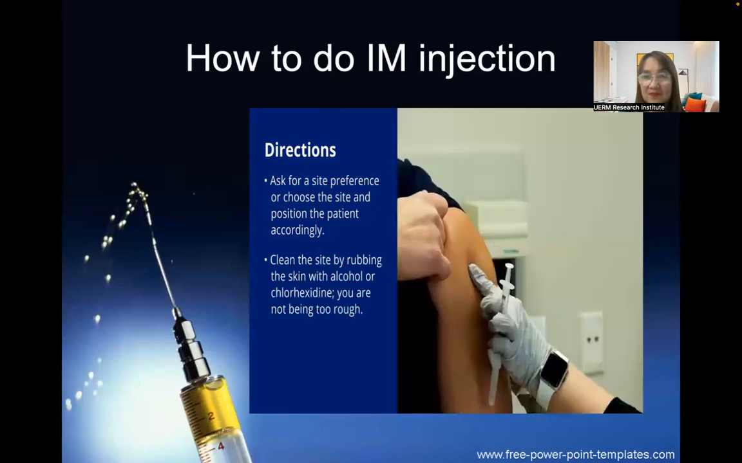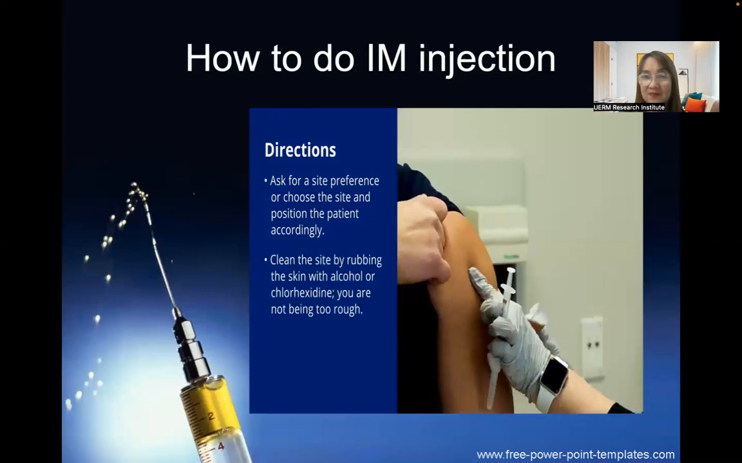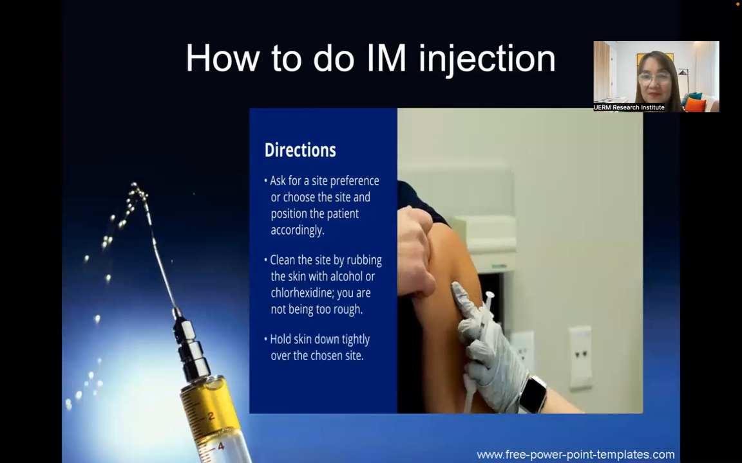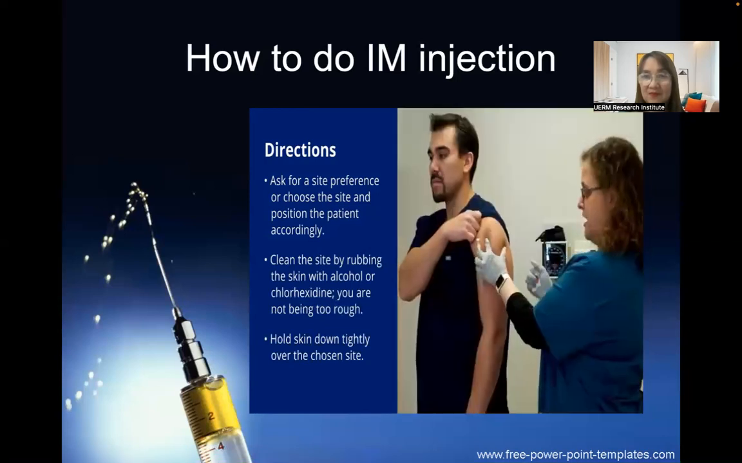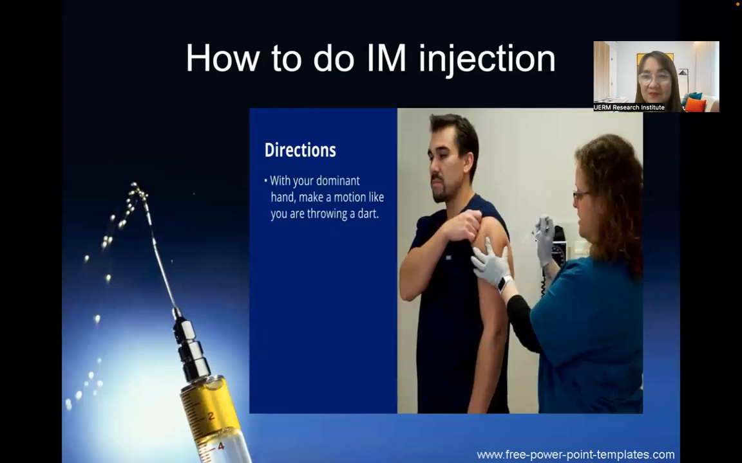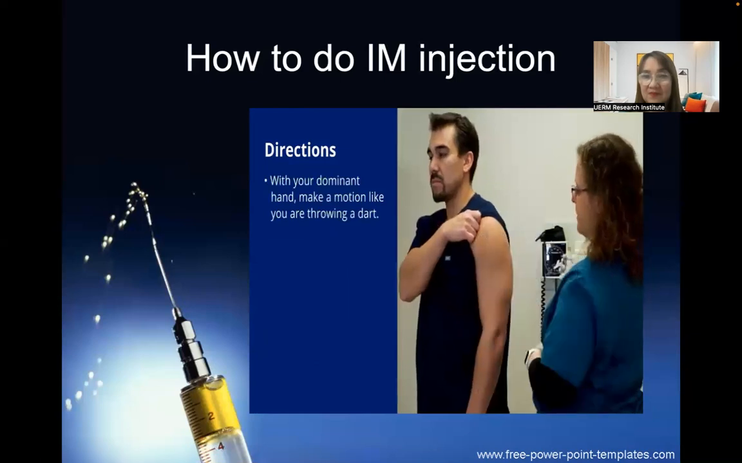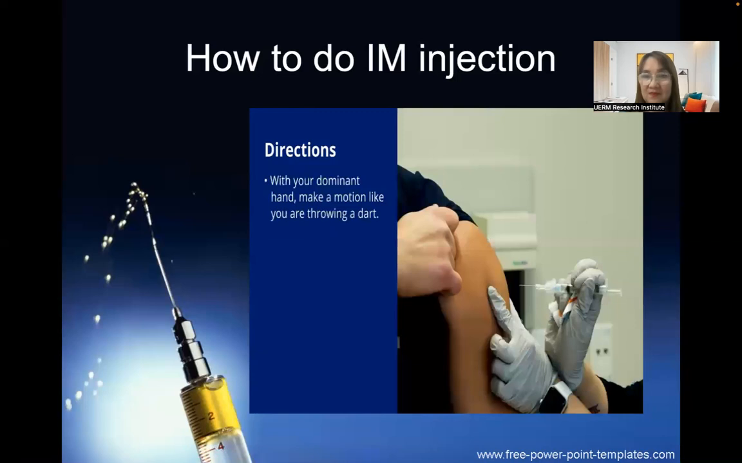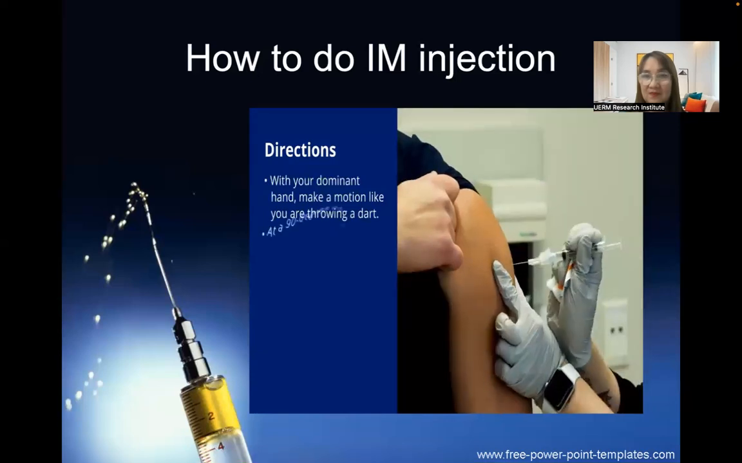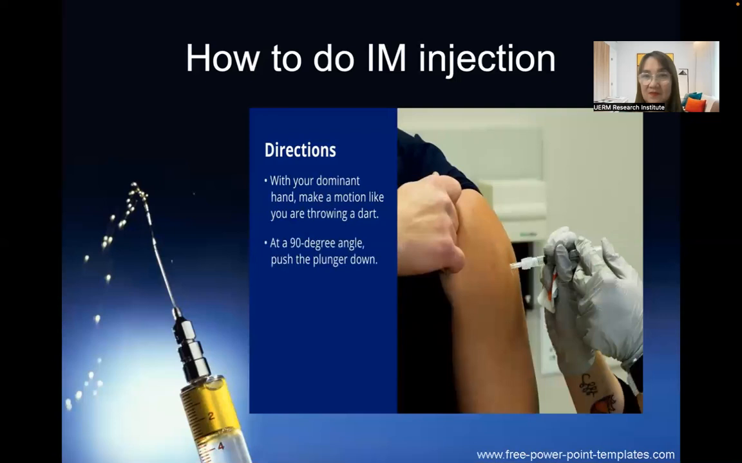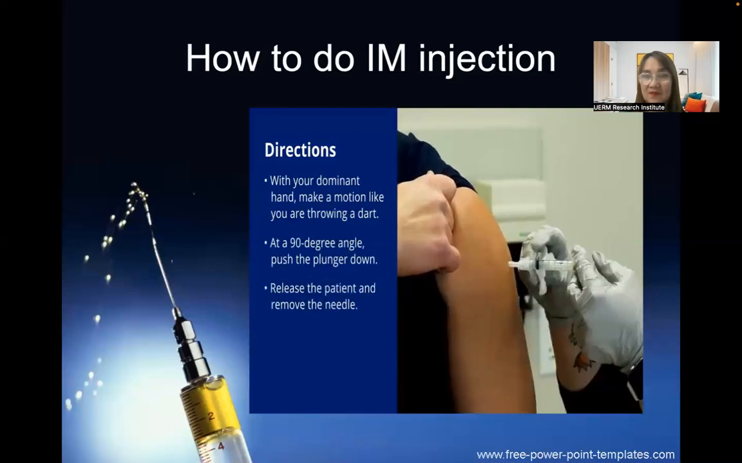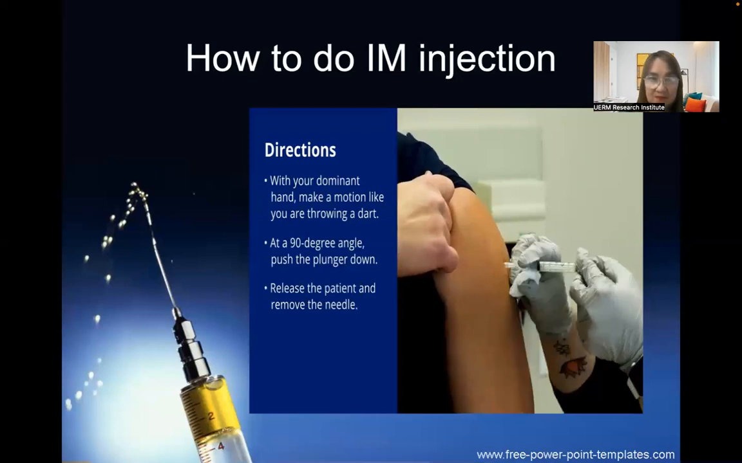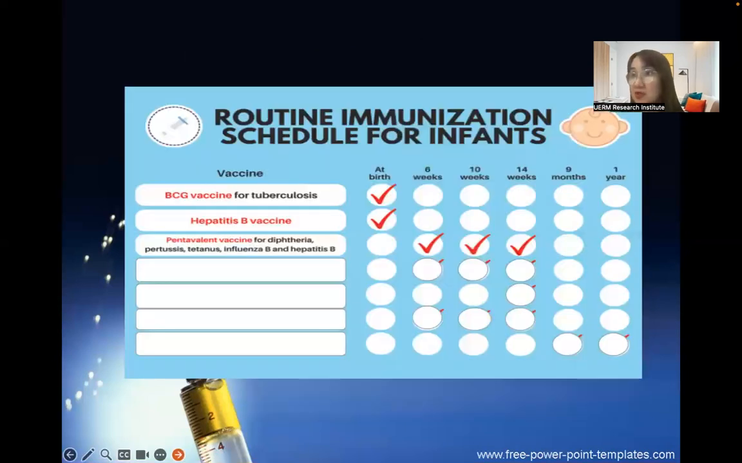Now, depending on what your textbook looks like and what your facility policy looks like, you might want to draw this taut. And some places are teaching you to pinch it up. That's not accepted practice yet. So I've just drawn it taut, okay? And I'm going to hold it here. And then I'm going to go in at a 90-degree angle like a dart. And I'm going to inject. Okay. So that's how to do an IM injection.